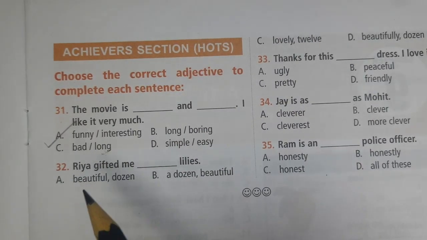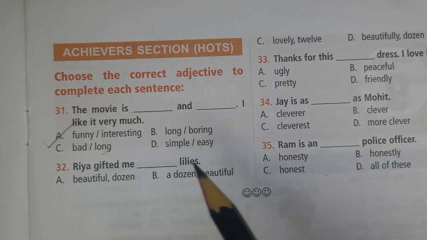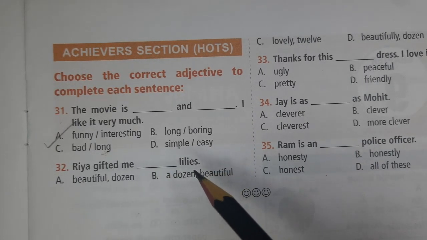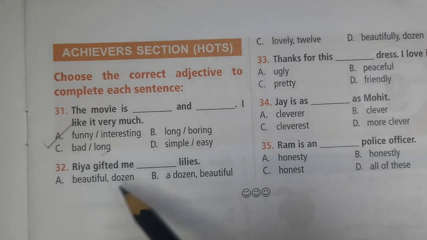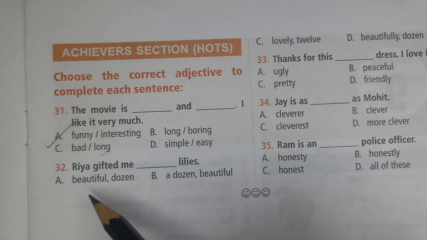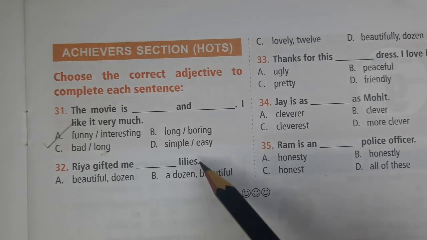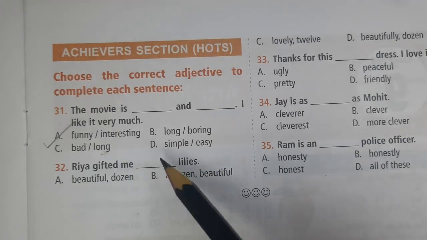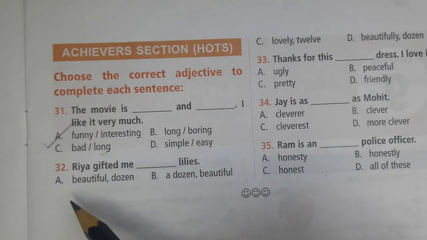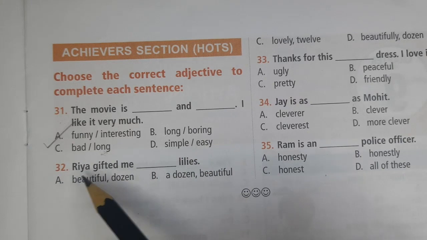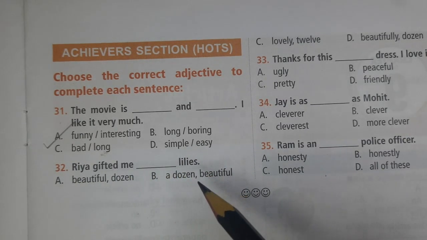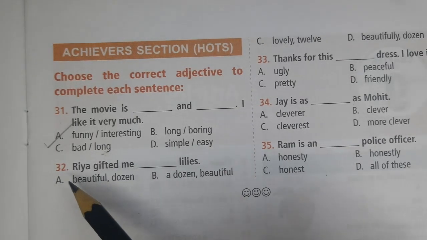Question number 32. Ria gifted me dash lilies. Okay, so she has gifted how many lilies? Let's look at the options. Beautiful dozen lilies. Ria gifted me beautiful dozen lilies. Okay, no, doesn't sound right, right? Ria gifted me a dozen beautiful lilies. Yes, this sounds correct.